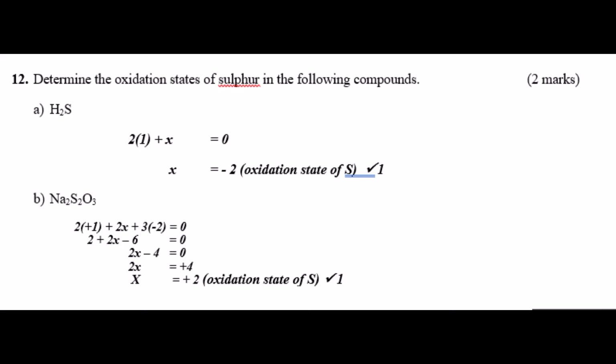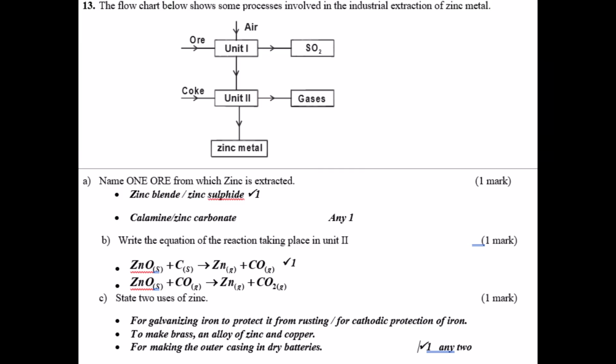With the sodium thiosulfate, the same working. Sodium being a group 1, it has a +1, multiply by 2 because there are 2 sodium in the formula, then add 2x, that is sulfur. There are 2 in the formula, multiplied by x, its oxidation state. Of course, you add 3 into -2. Why -2? The oxidation state of oxygen equals to the overall charge of 0. As you work it out, as depicted in the working, the oxidation state of sulfur becomes +2.